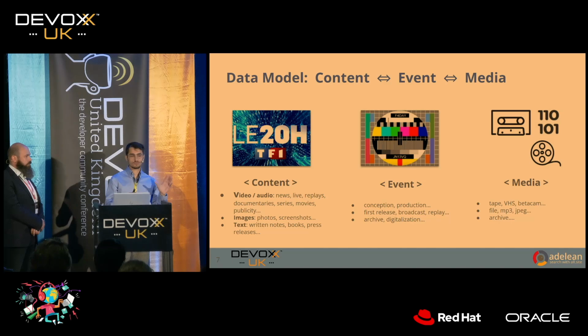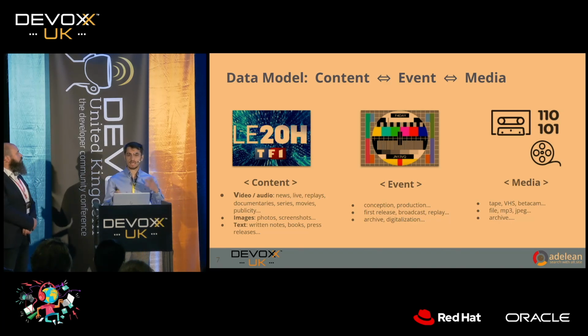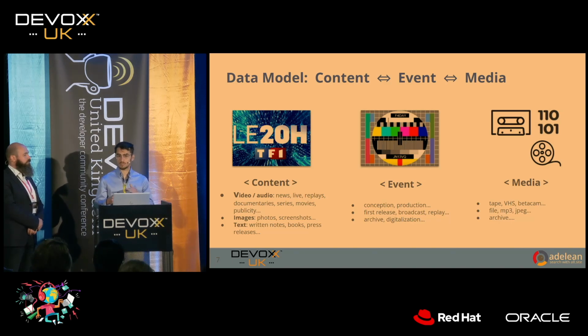Then, associated to the content, we have events. What kind of events? We have the event of conception, when the movie or the TV news was created. The event of production, the first release, the broadcast, and of course, there can be multiple broadcasts of the same content.